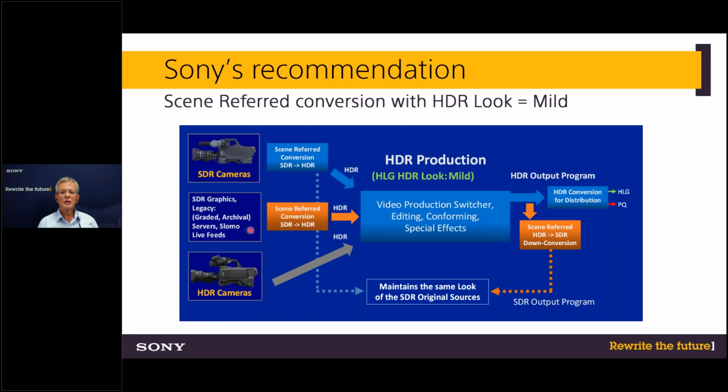Scene-referred conversions are used both at the input of the switcher to convert from SDR to HDR, and after the switcher to derive the SDR feed from the HDR program output. Working in this way maintains the same look for the SDR delivery as the original SDR source images. And that's very important for satisfying the many viewers who will continue to watch the output in standard dynamic range.